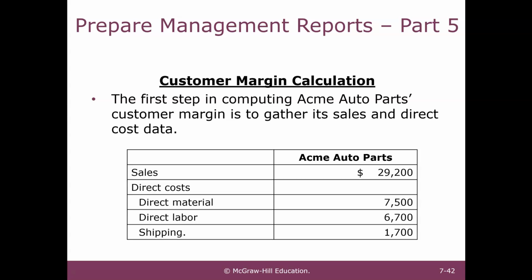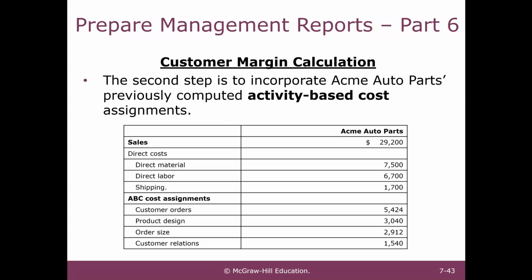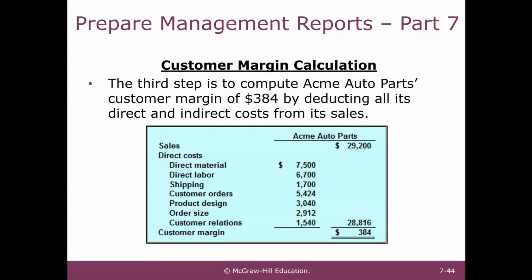Then when you're looking at the customer margin, you do the same thing. Looking at Acme Auto Parts again, their sales, just that one customer's sales, is $29,200. The direct material was $75, direct labor was $67, and then the shipping was $17. Add in the cost assignments for ABC that we calculated before, and the customer margin is $384. And what this is saying is the company earns $384 from having this customer. Once you take what they purchase and all of the costs associated with it, they have $384 left over.